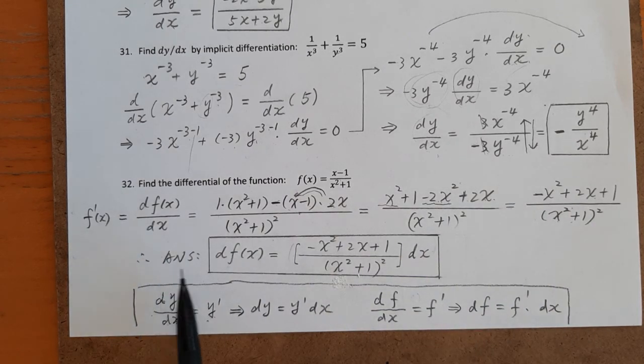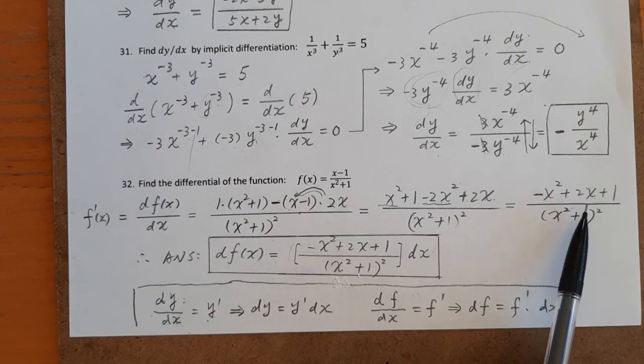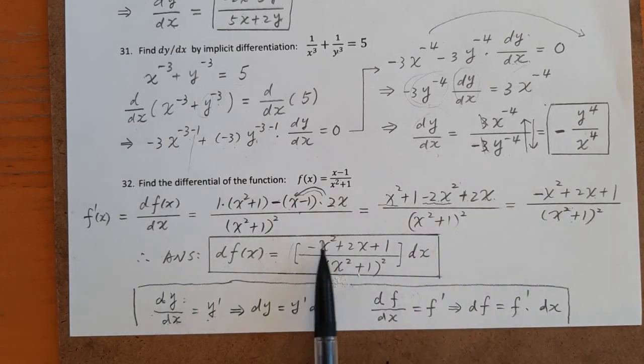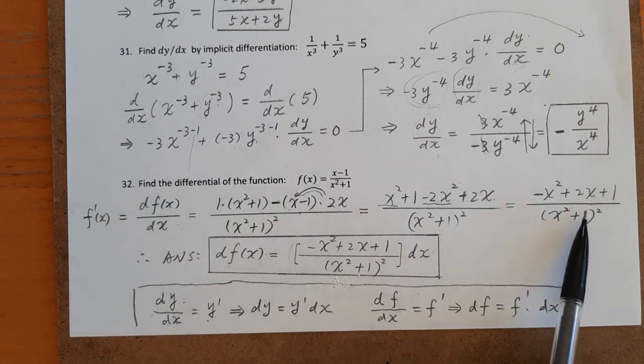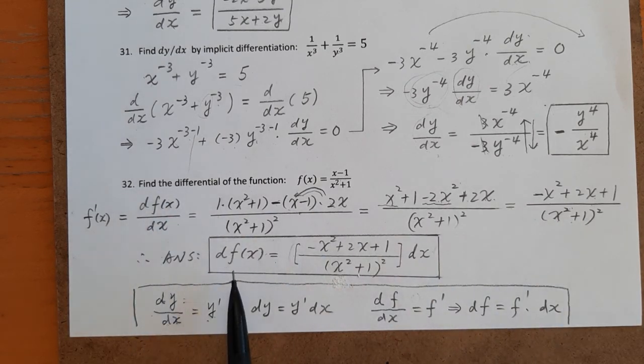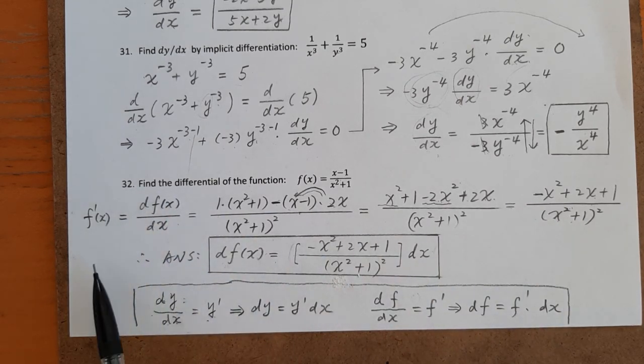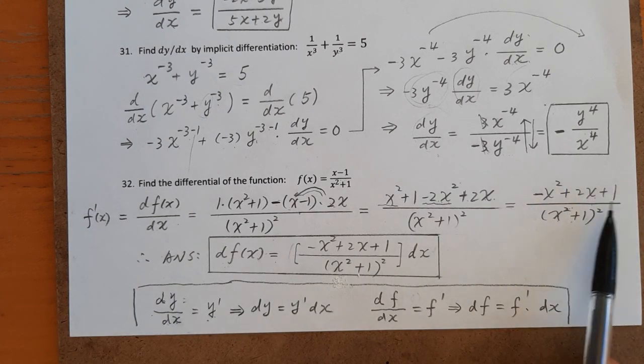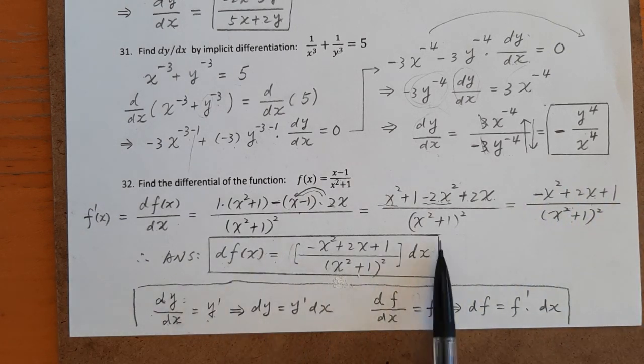Then you do d f of x equals this f prime, which is this, times dx. Both sides times dx. df of x equals this; dx cancels, and times over here, and we got this. That's the answer.